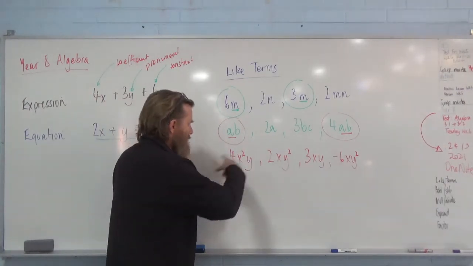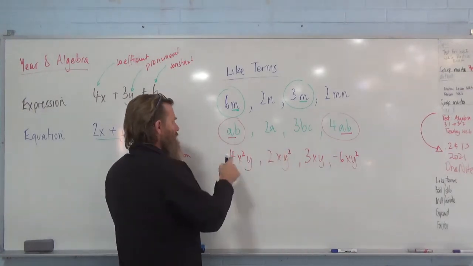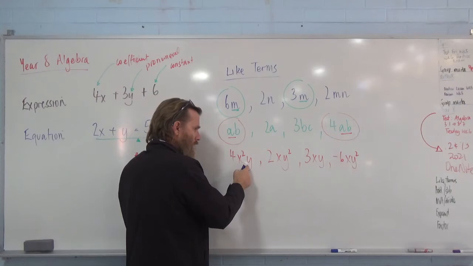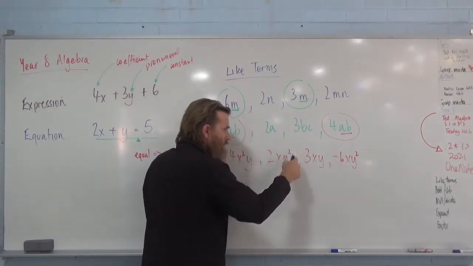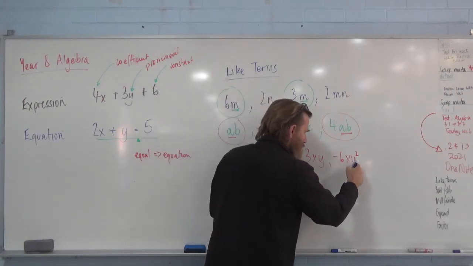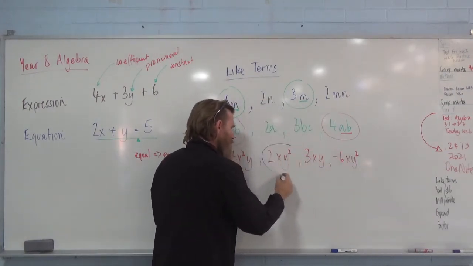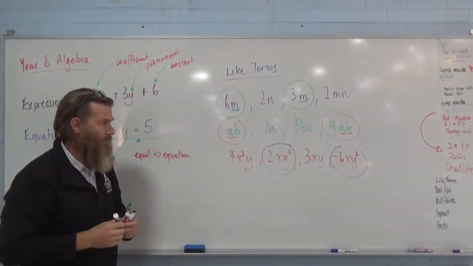Here we go, last one. Now, a little trickier, we've got some squares going on there. 4x squared y, 2xy squared, 3xy, and minus 6xy squared. I think that one and that one are going to be the like terms.